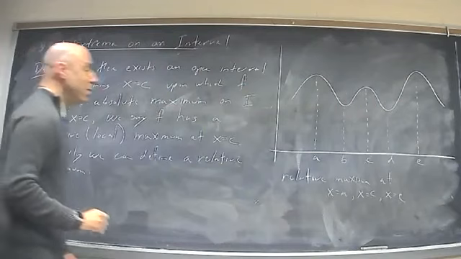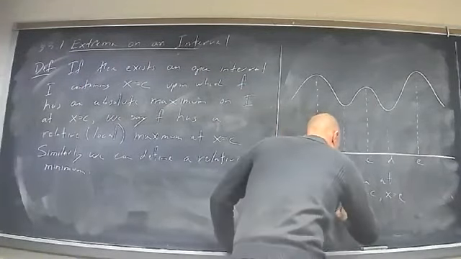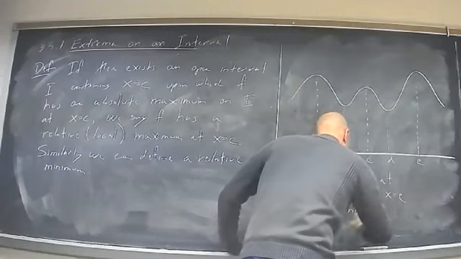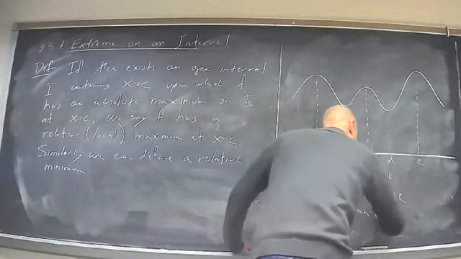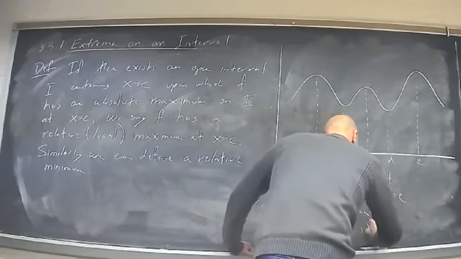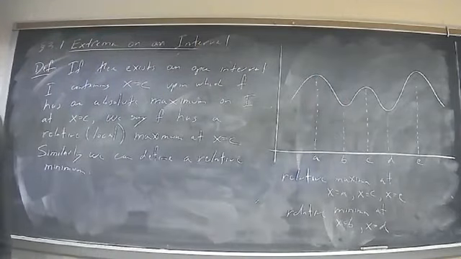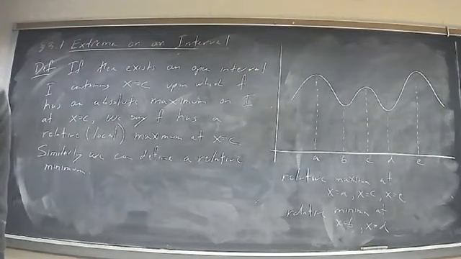And we have relative minima at x equals b and x equals d. They're the lowest places in their vicinity. So you can have an absolute maximum only at a single height, but you can have relative maxima at different heights. They just have to be the highest places in their own little vicinity.